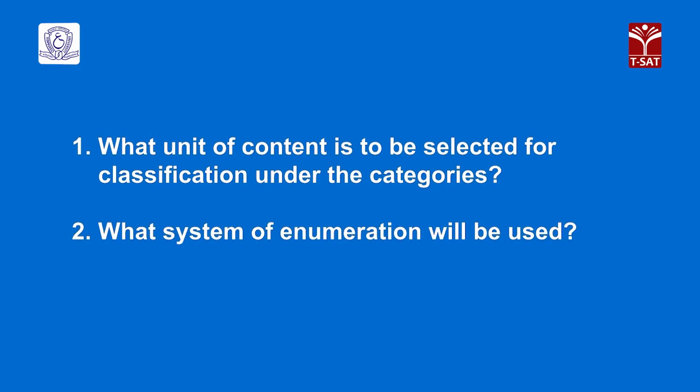At this stage, once the categories are identified and defined in terms of the research objectives, the content analyst asks two interrelated questions. The first one is, what unit of content is to be selected for classification under the categories, and the second question is, what system of enumeration will be used. To answer the first question, the unit of analysis is the smallest unit of content that is coded into the content category. The units of analysis vary with the nature of data and the purpose of research.